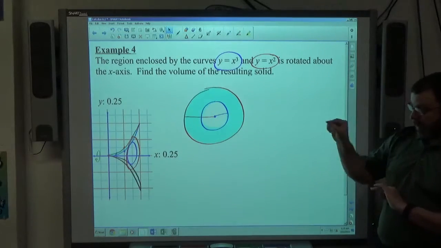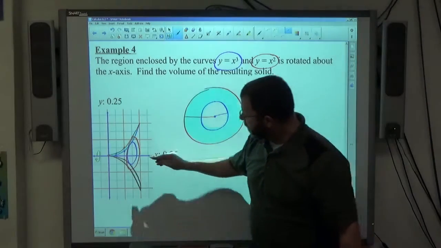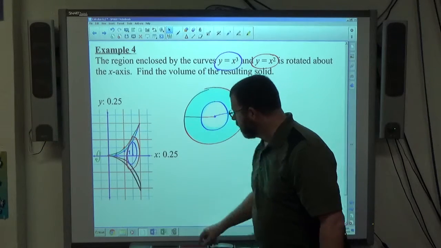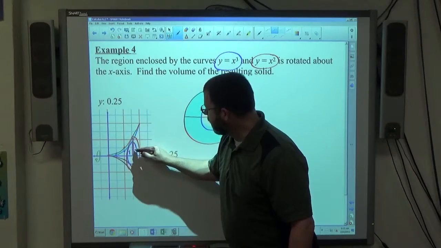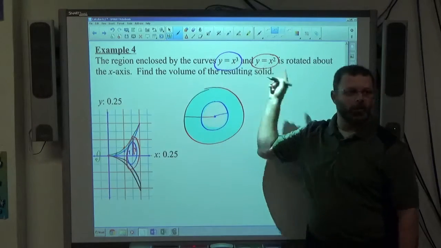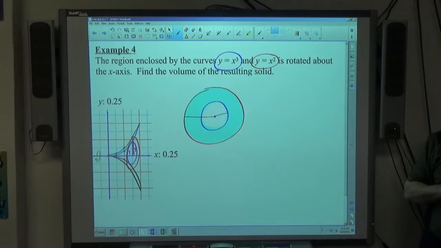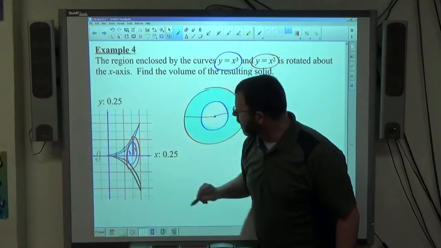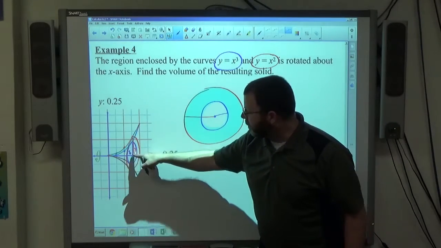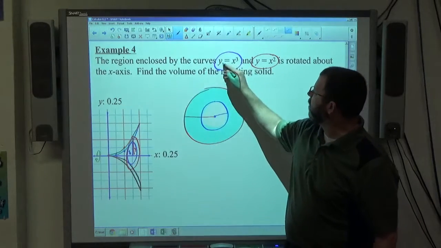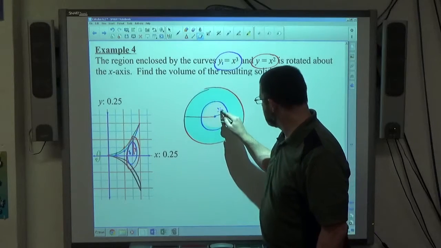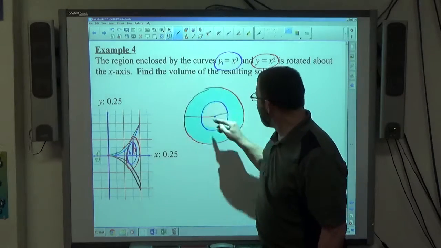And looking at the picture, the radius is going from the x-axis up, so it's y, and it's also y. There's two different y's. We have two different functions representing y. So it's very important that you get the correct radius on the correct circle. Looking at the inner radius, we'll call this y sub 1. Y sub 1 is the blue curve. The blue curve is x cubed, so the inside radius is x cubed.